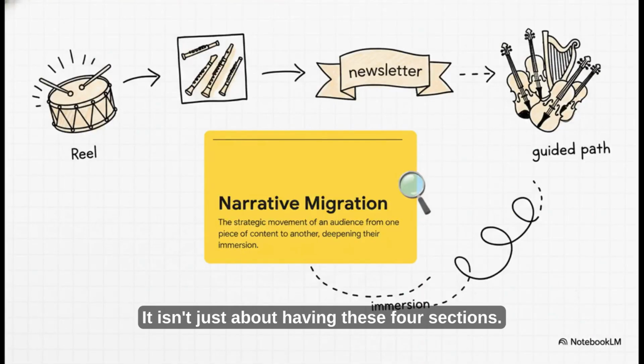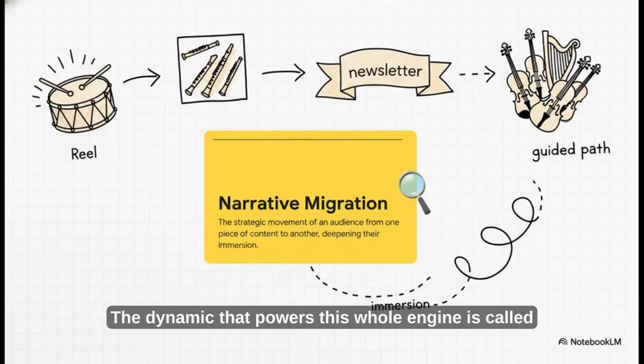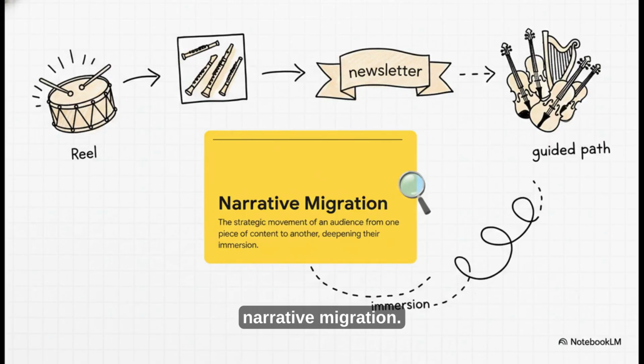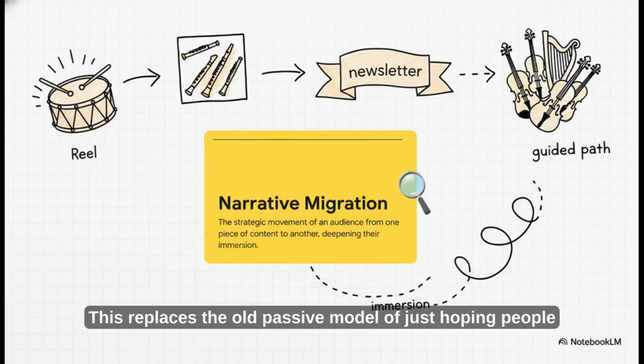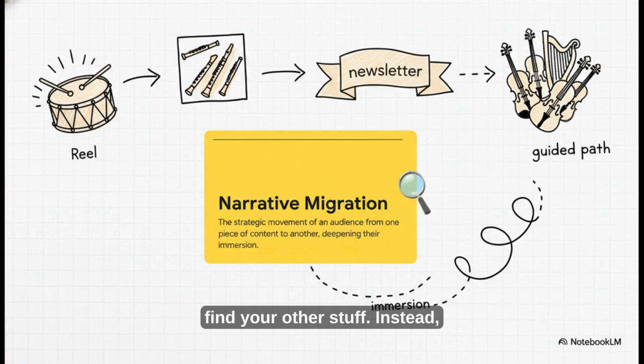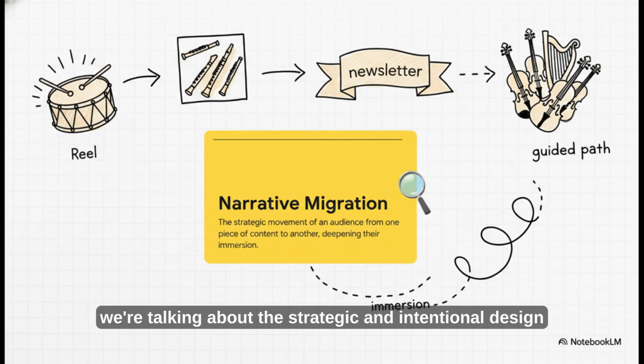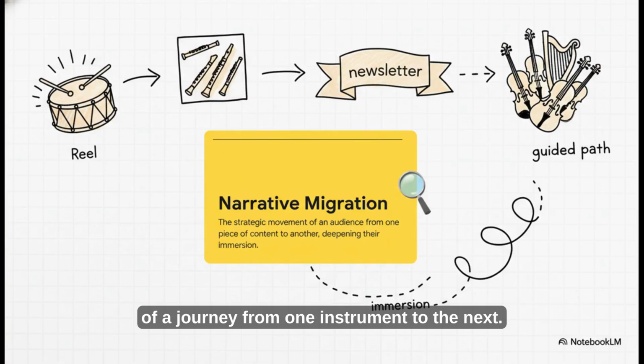So here's the thing. It isn't just about having these 4 sections. It's about how they seamlessly connect. The dynamic that powers this whole engine is called narrative migration. This replaces the old passive model of just hoping people find your other stuff. Instead, we're talking about the strategic and intentional design of a journey from one instrument to the next.